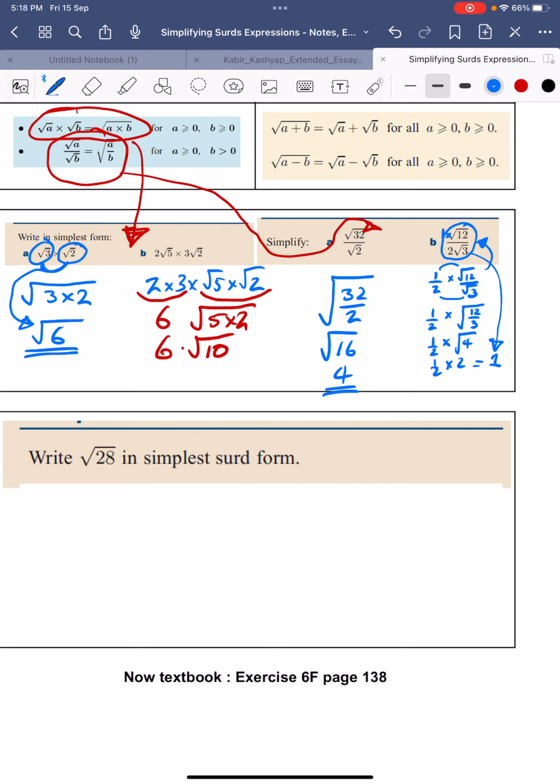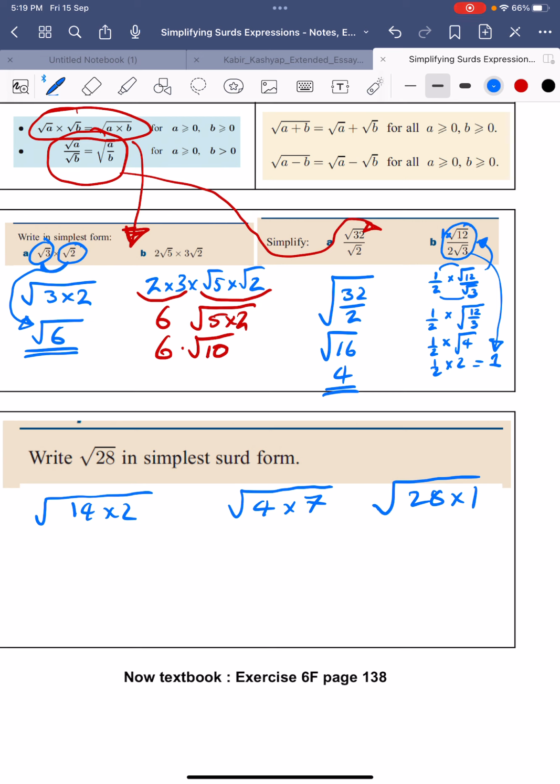And then finally, let's have a little look. Root 28 in simplest surd form, all right? Well, this is the idea that we can break 28 up into a series of multiplications. So go ahead and try some, right? I'm going to try 14 times 2. I'm also going to try 4 times 7. So you're looking for factors of 28. I'm also going to try 28 times 1.